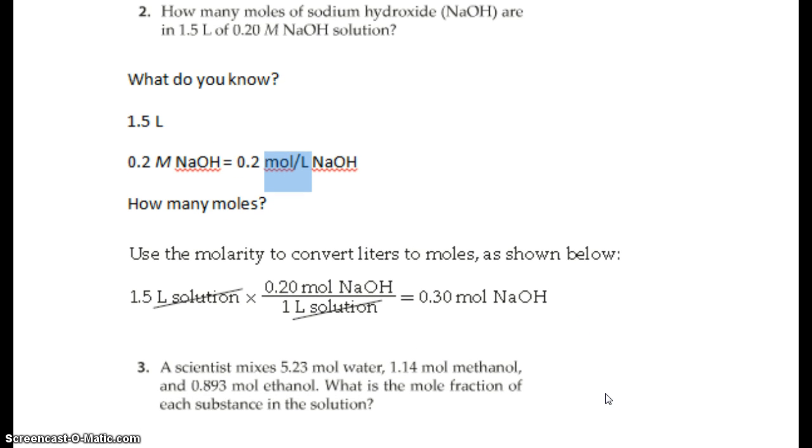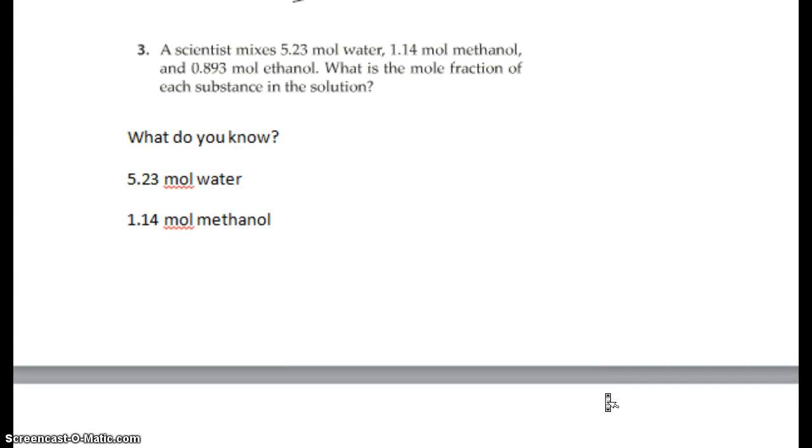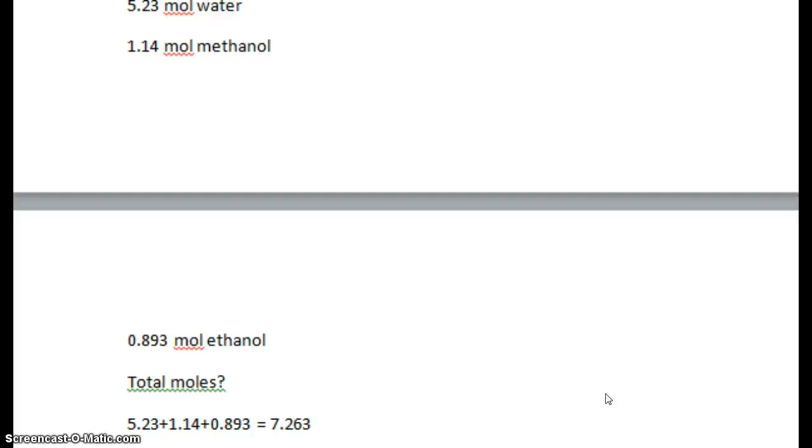Question number 3. A scientist mixes 5.23 moles of water, 1.14 moles methanol, and 0.893 moles of ethanol. What is the mole fraction of each substance in the solution? What do you know? So list them all out. And the total moles. So how many total moles do I have? I have to add them all up together to get my total moles of 7.263.